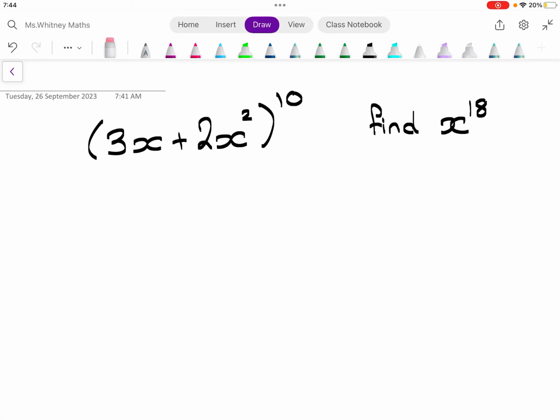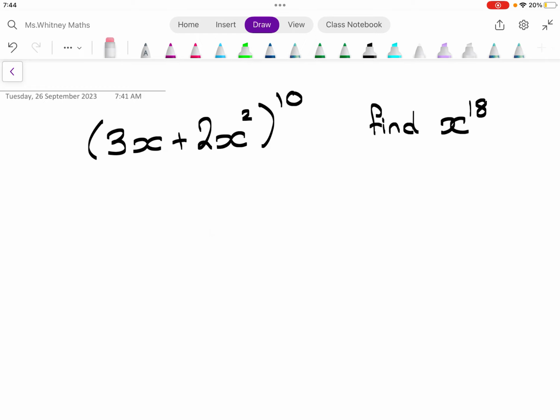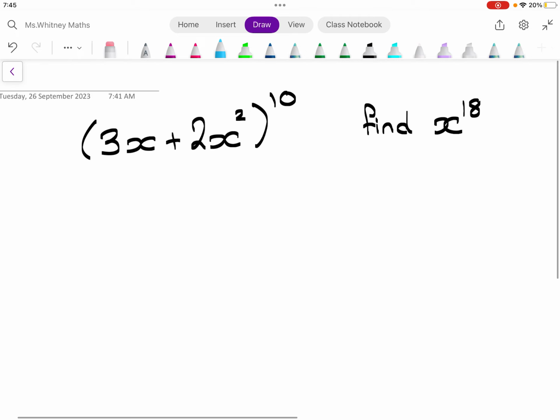Okay, sometimes they can give you a binomial expansion where you have two x variables inside the bracket. Notice how they have different powers. You would never be asked 3x plus 2x to the 10 because this would just be 5x and it wouldn't be a binomial expansion. So you will have different powers if you had two x variables inside the bracket. Now this question isn't asking us to expand everything, but it is asking us to find x to the 18.